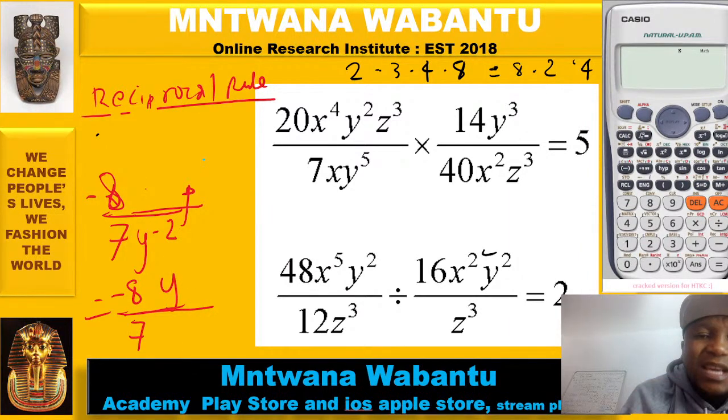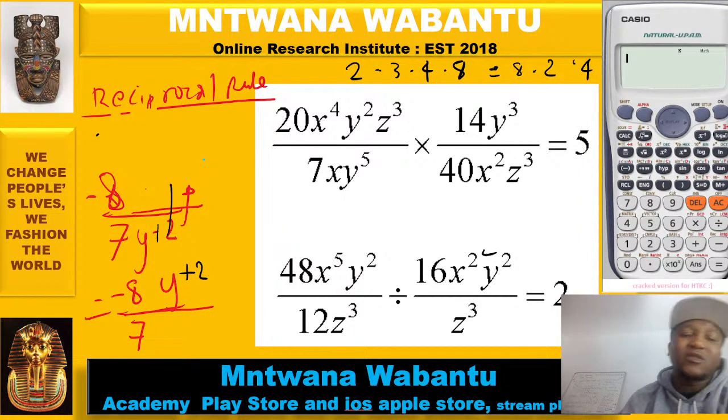So the only thing I'm going to change is the sign. This sign is not going to be negative, it's going to be positive now. When it goes to the top, it's going to become what? Positive 2. That's all, and that's your final answer. So to reciprocate, you can take it to the top or to the bottom. The only thing you change is the sign.